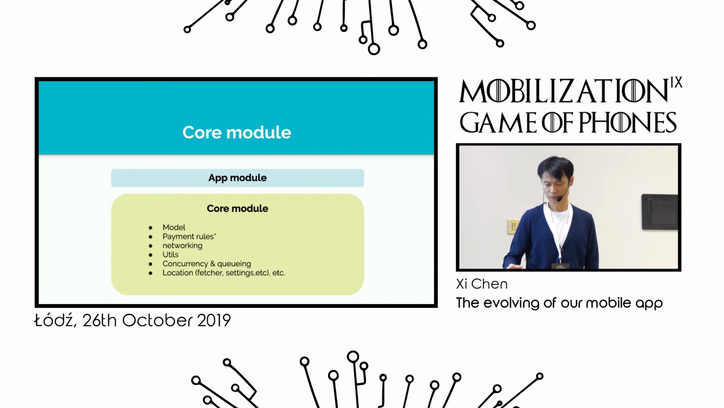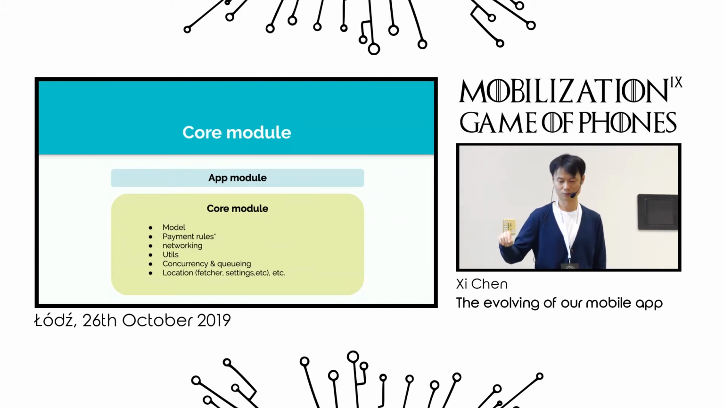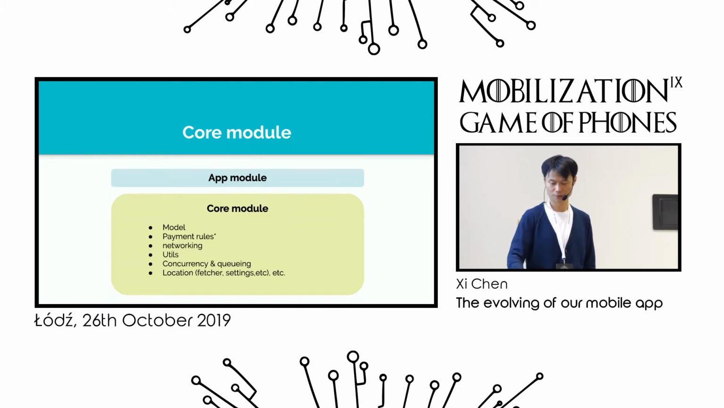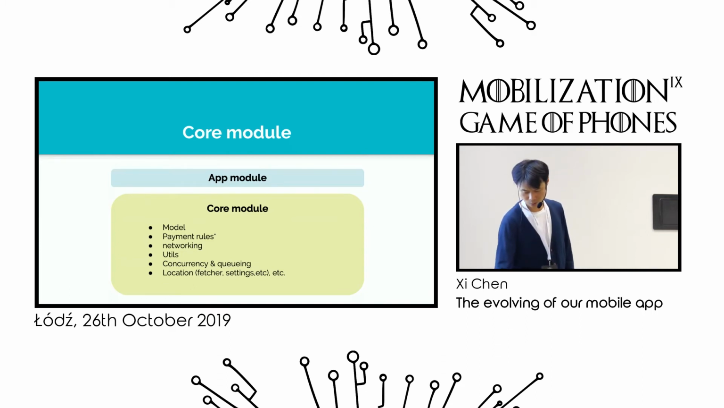We have also managed to create our own concurrency and queuing mechanisms. We developed something that is an iOS concept, and we implemented the iOS concept in the Android project. That's a very interesting thing. Then we have this location part, because we have a map. We need to show proper data on the map and handle the zoom in, zoom out. So that's about the core module.